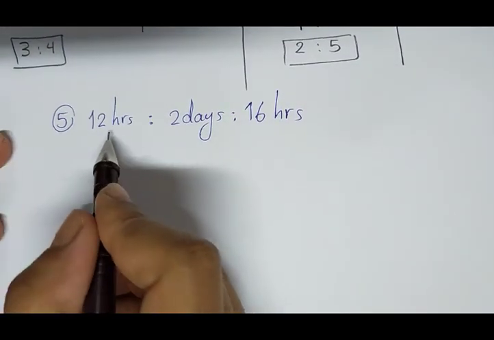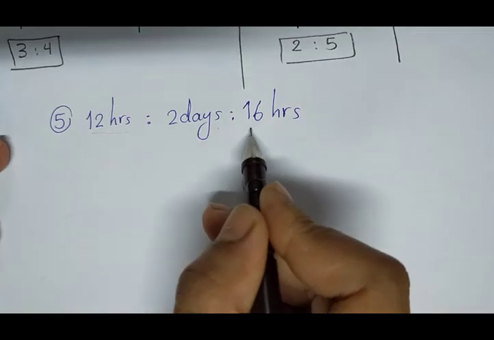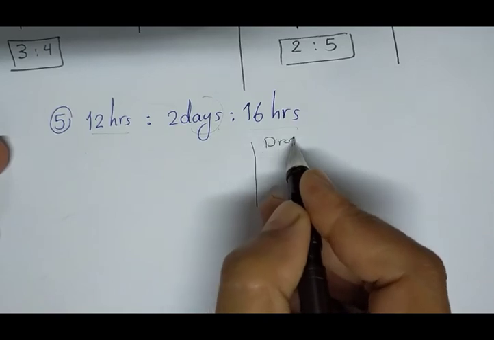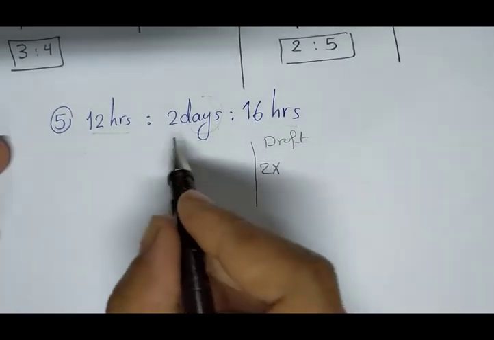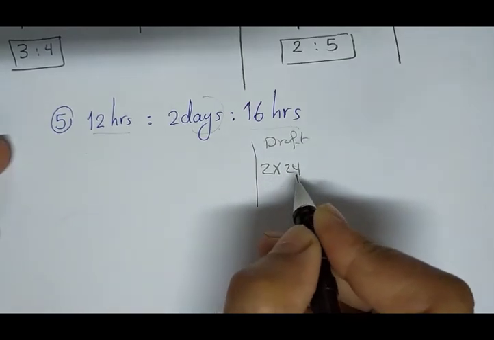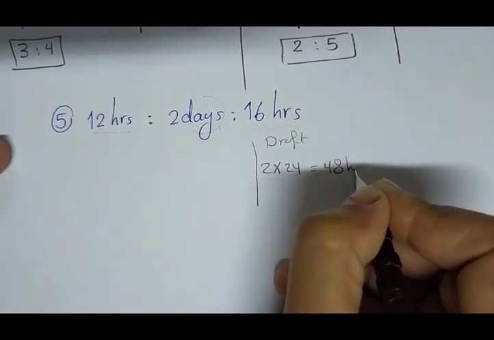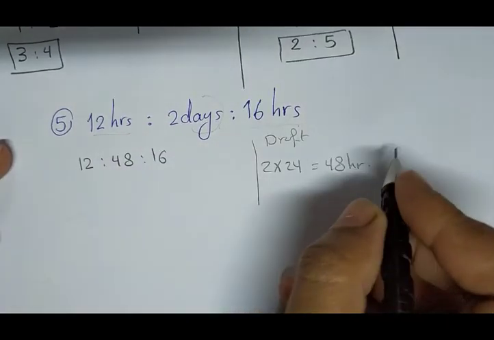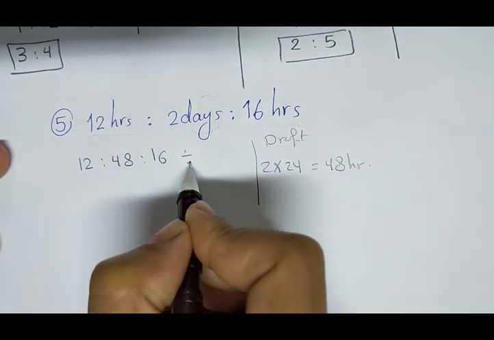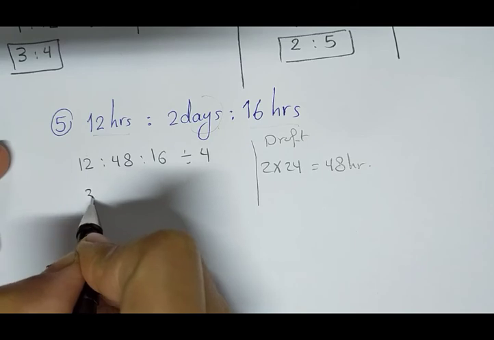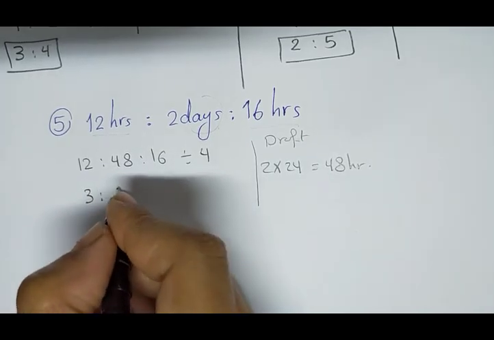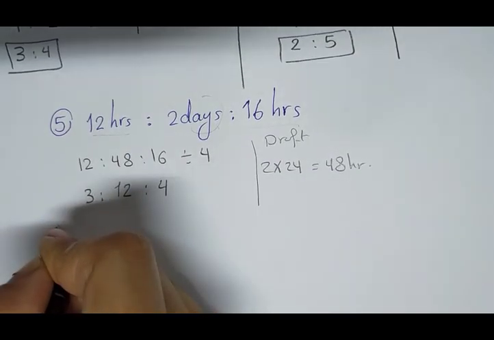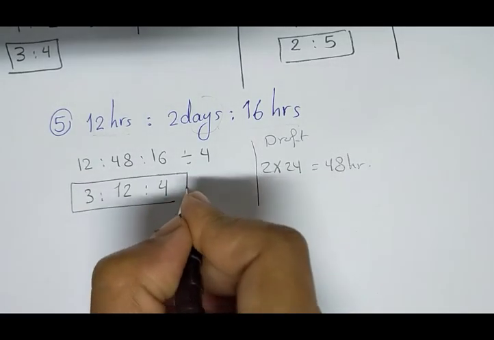If I have 3 terms, 12 hours to 2 days to 16 hours, I can convert days to hours. In the draft, to convert from days to hours, times 24, 2 times 24 hours equals 48 hours. So the question becomes 12 to 48 to 16, all having the same unit, hour. Can simplify by dividing by 4: 3, 12, 4. Make another simplification? No, the simplest form is 3 to 12 to 4.